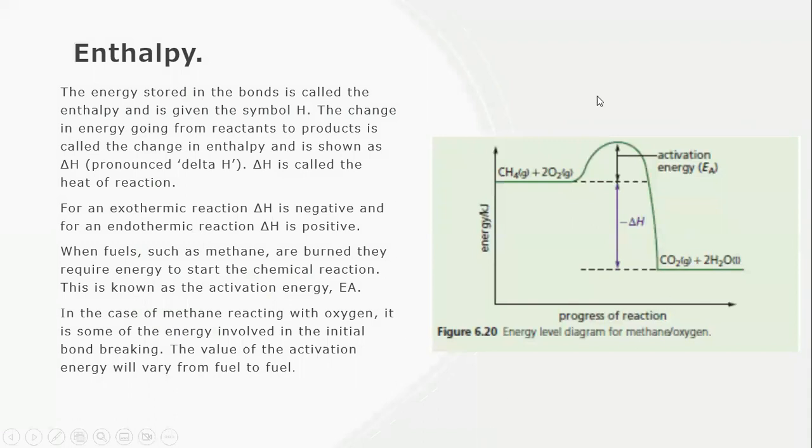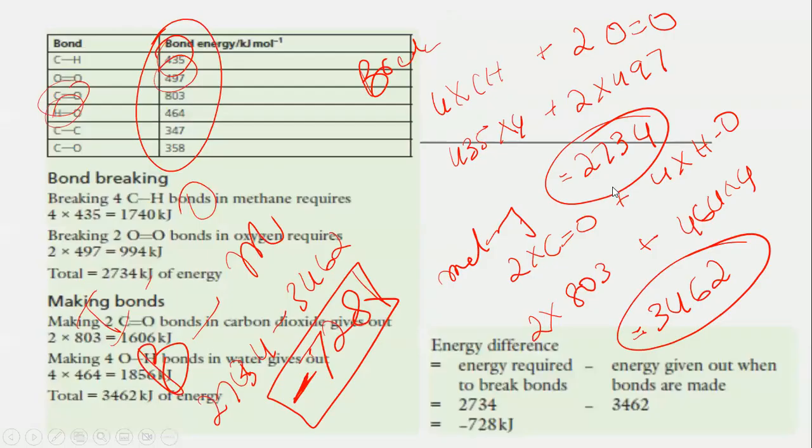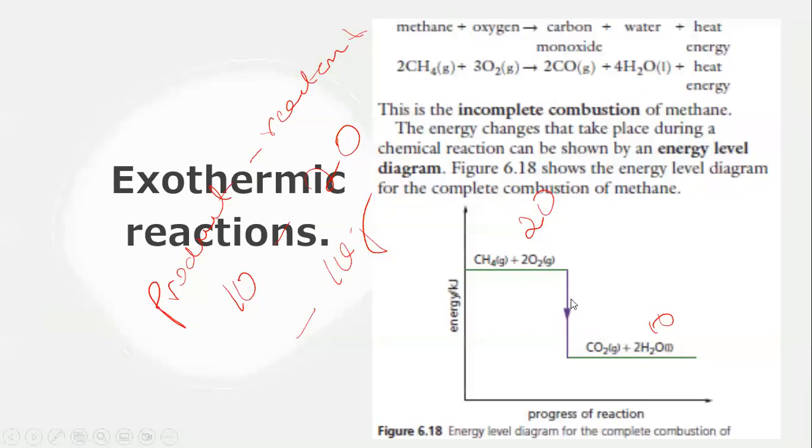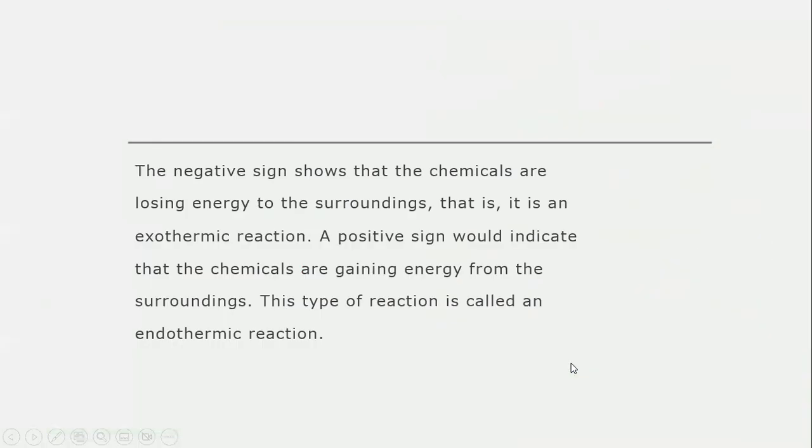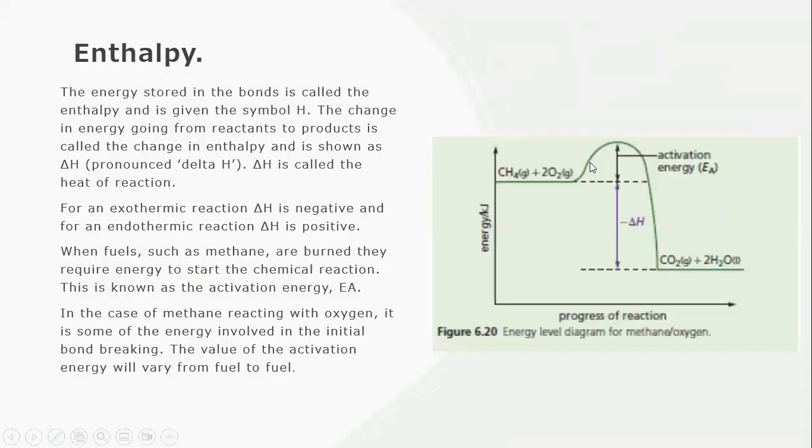Now this particular diagram you're seeing, this is known as an energy level diagram. It's pretty much the same as what we did over here. There's only one difference, and the difference is that in it, we have included something known as activation energy. Activation energy is the minimum amount of energy that the molecules need to have to undergo reaction.